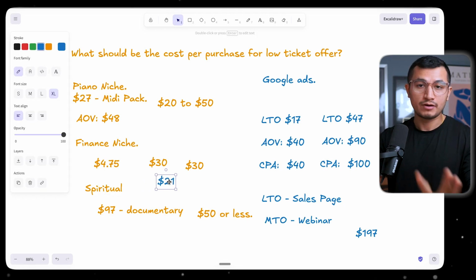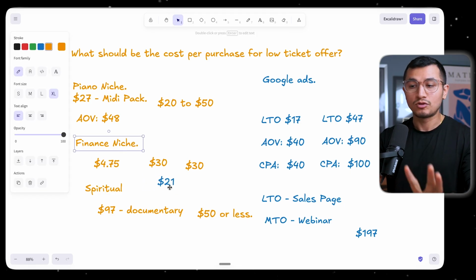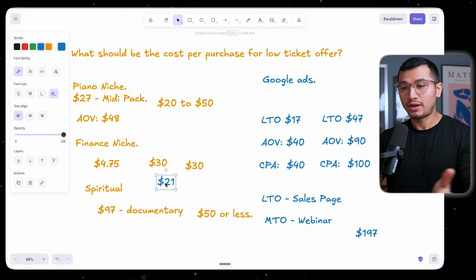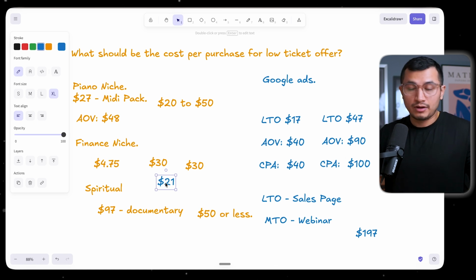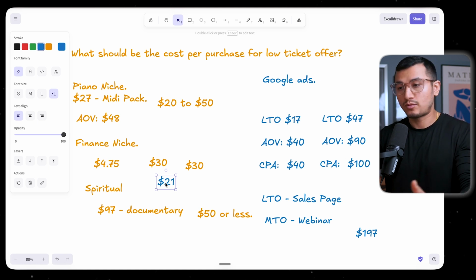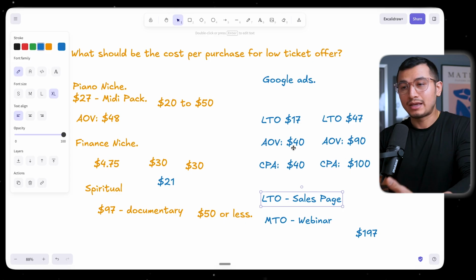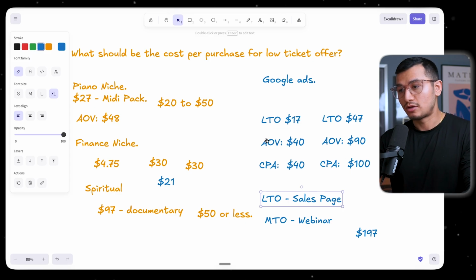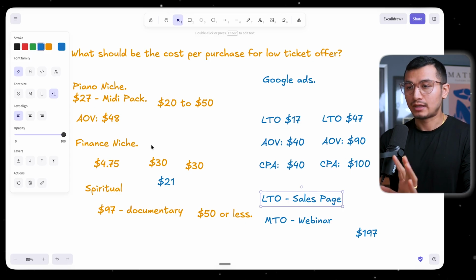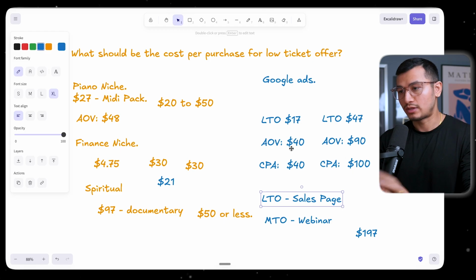And he's in a different industry. He's not in finance, he's actually in the real estate industry. And the $21 price point worked better for him. And that's good for him. You should just test different price points. And typically anything less than $27 actually works best for a low ticket offer sales page. And I think you can break even and even make a little bit of money, possibly. So that's the cost per purchase you can expect, and that's what you should expect with the AOV and CPA as well.